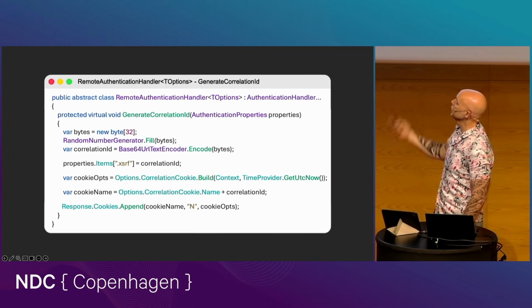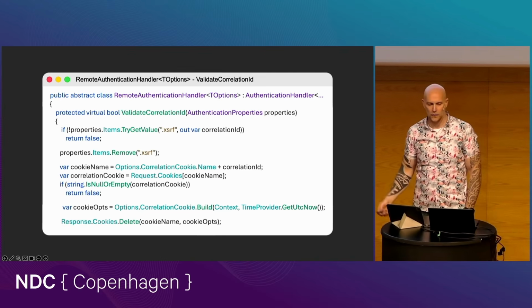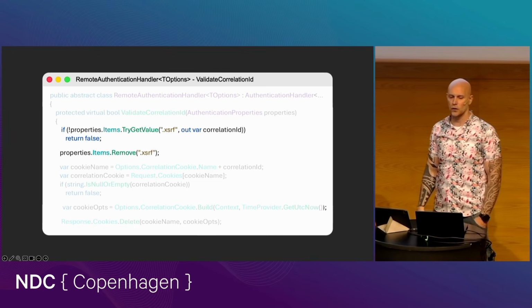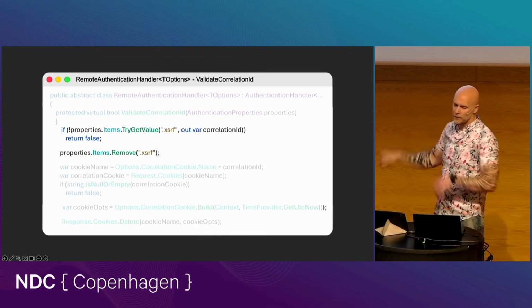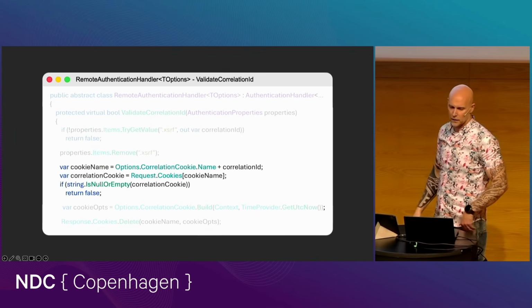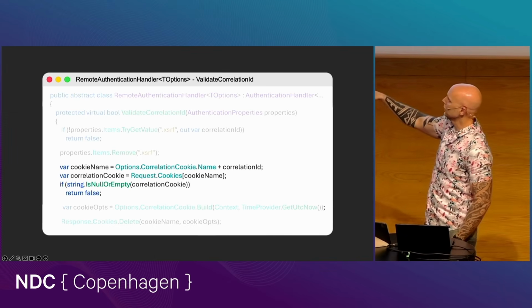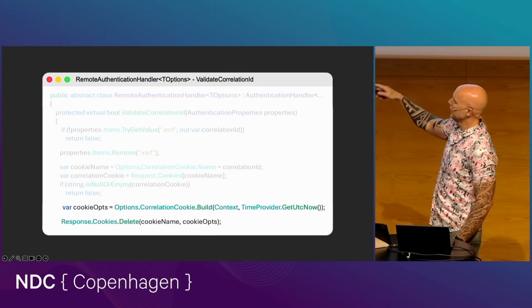That gets sent off when they go and authenticate, and when they come back in again, you call this thing here called validate correlation ID. In validate correlation ID, it looks at the items and says, hey, is there an .xsrf thing in there? If not, then you're not validated. If it is, remove it, because we don't want it after this is executed. Find the cookie name based on that correlation ID, pull it out. If there is no such cookie, you're not authenticated, or you're not validated.